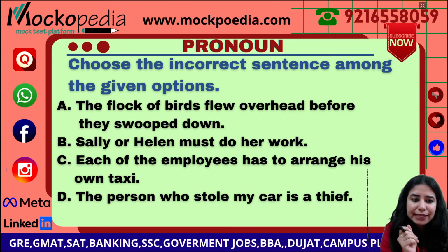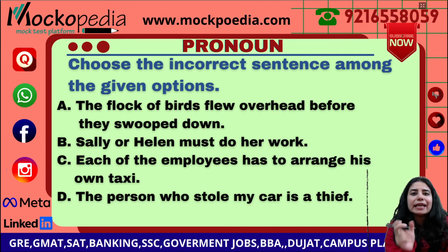Let's move to the second sentence. Sally or Helen must do her work. So this is absolutely fine. Each of the employees has to arrange his own taxi. This is also fine. The person who stole my car is a thief. So that's also fine. So A is going to be the incorrect answer.